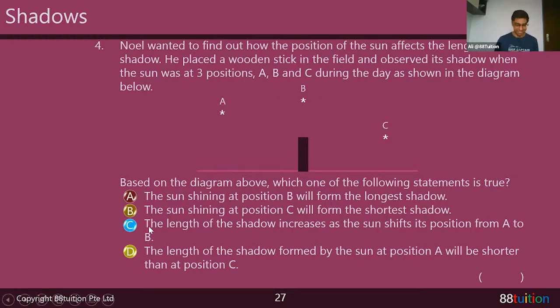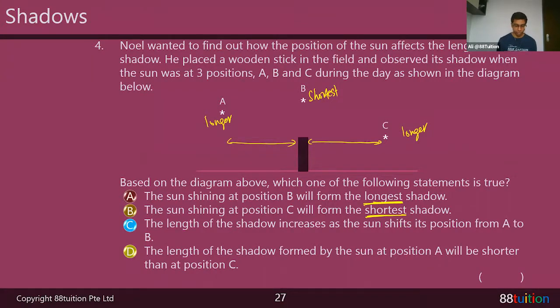I'm not lying. Okay, Noel wanted to find out, based on the diagram above, which of the following statements is true? The sun shining at position B will form the longer shadow. The sun shining at position C will form the shorter shadow. Okay, so the changes are here. Of course, we know B will be the shorter shadow. Then C and A will be longer. We don't know which is longest. It depends on the distance. If it's the exact distance, then A and C cannot win each other. They probably have the same length of shadow. B will have the shorter shadow.